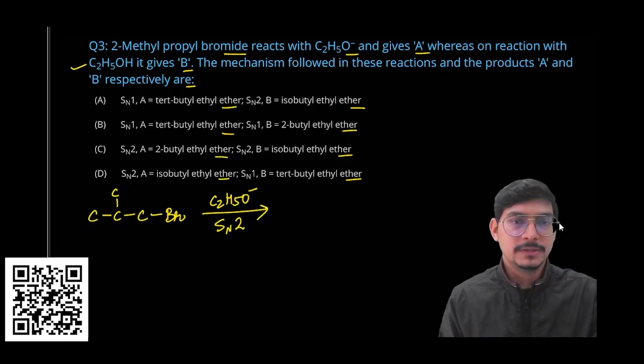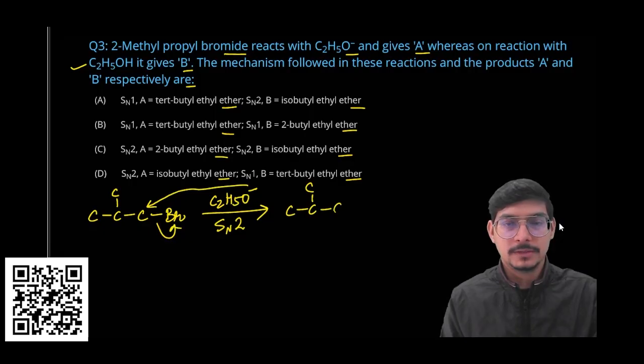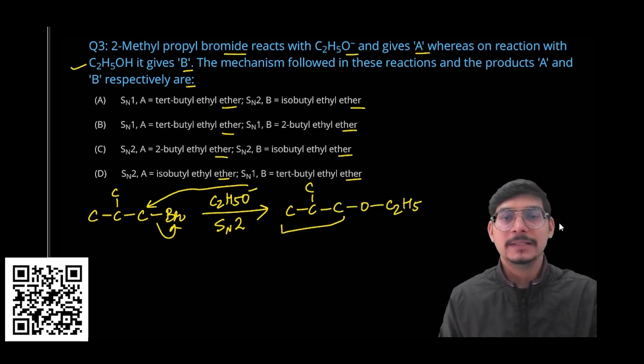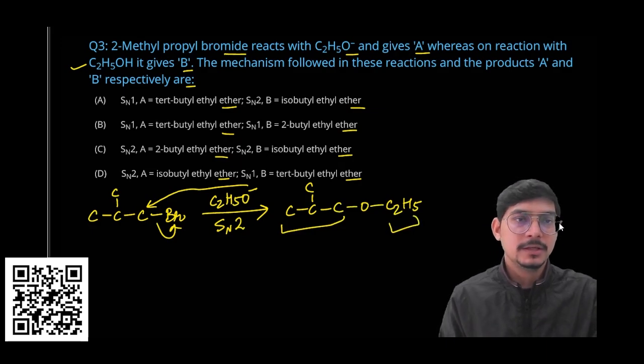So what happens here is that it attacks this carbon and bromide is displaced. The product is this, which is isobutyl. This compound is isobutyl ethyl ether, right? Isobutyl ethyl ether, that directly gives us option D as the correct answer. But let us analyze the second reaction also.